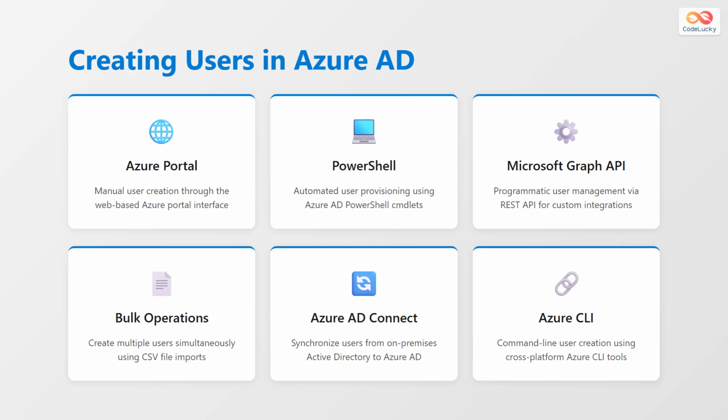There are 6 different methods to create users in Azure AD. You can use the Azure portal for manual user creation through a graphical web interface. PowerShell allows you to automate user provisioning using Azure AD PowerShell commandlets. The Microsoft Graph API enables programmatic user management through REST API calls, which is perfect for custom integrations. Bulk operations let you create multiple users simultaneously by uploading CSV files. Azure AD Connect synchronizes users from your on-premises Active Directory to Azure AD automatically. Finally, the Azure Command Line Interface, or CLI, provides a cross-platform command line tool for user creation.